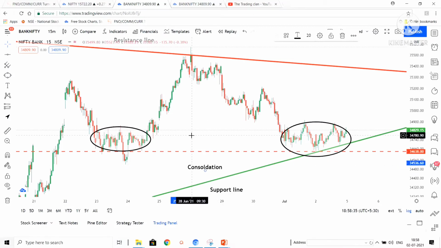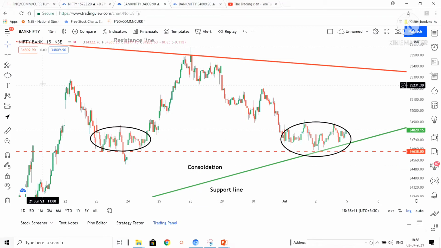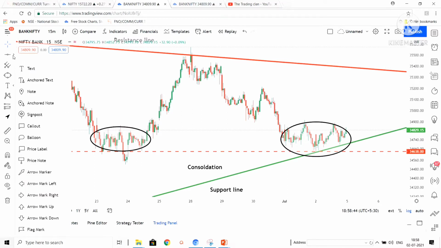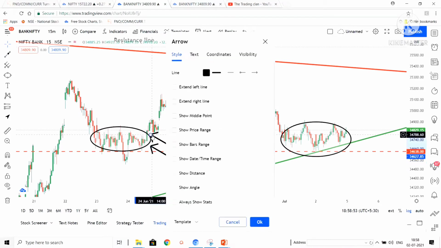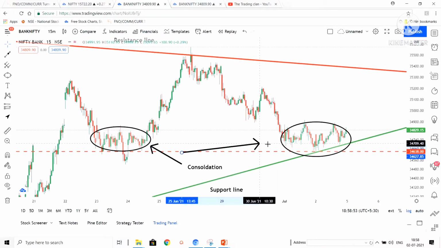One more point is the consolidation. Look at the encircled area. We have a consolidation in the current area. Similarly, we had a consolidation in the last week also. As I feel, the market gets turned above the last consolidation area.